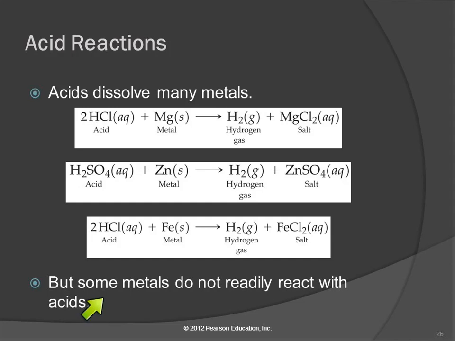There are some metals that do not react with acids. You are not responsible for knowing which of them don't react or do react. So if I ask you to write the products or write an equation for the reaction between an acid and a metal, you put them together so you get hydrogen gas and salt.